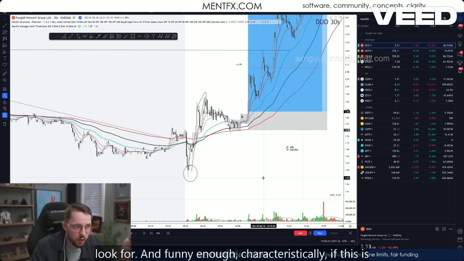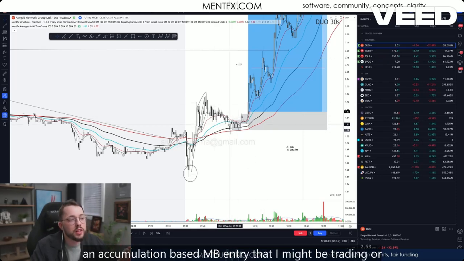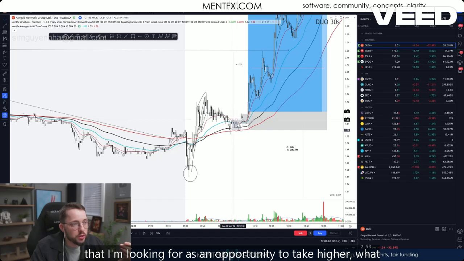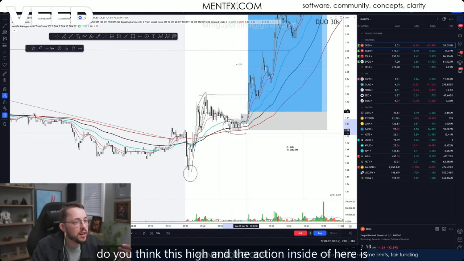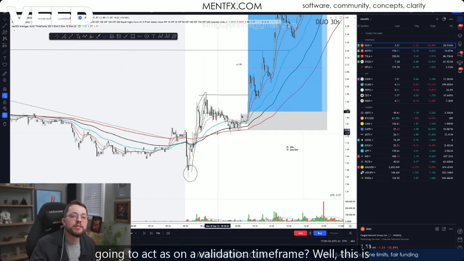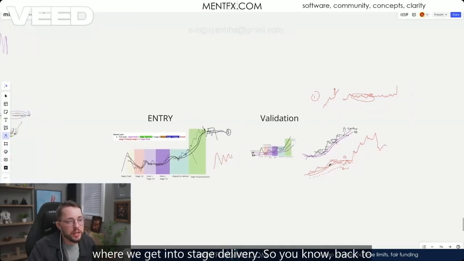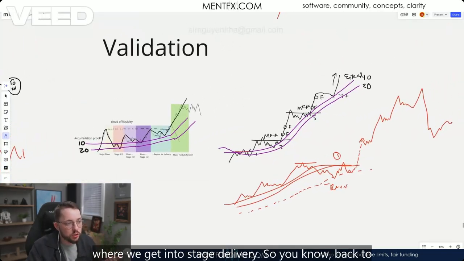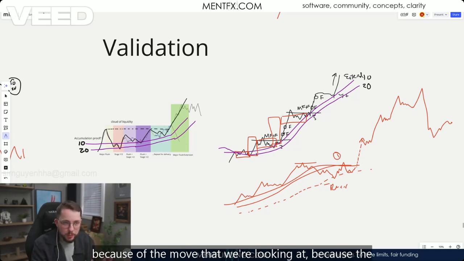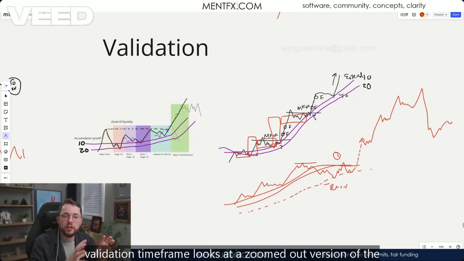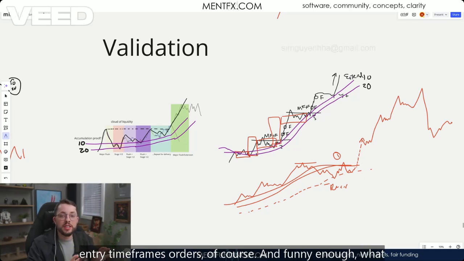And funny enough, characteristically, if this is an accumulation-based MB entry that I might be trading, or that I'm looking for as an opportunity to take higher, what do you think this high and the action inside of here is going to act as on a validation time frame? Well, this is where we get into stage delivery. So, back to normal stage 1, stage 2, stage 1, stage 2, that is more fractal because of the move that we're looking at, because the validation time frame looks at a zoomed out version of the entry time frame's orders, of course.